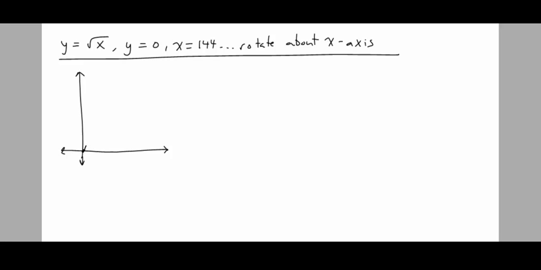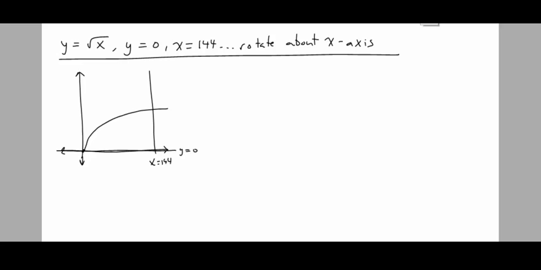So y equals square root of x is a graph that looks like this. Y equals 0 is going to be this horizontal line. Here's y equals 0. And then we also have x equal 144, and I'm just going to make this up. Here's x equal 144.